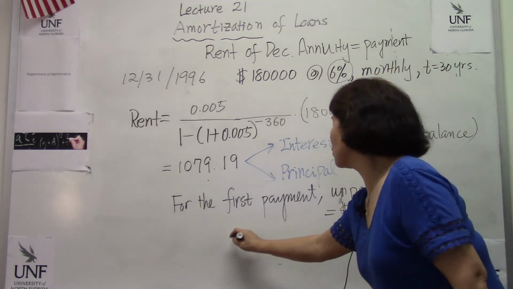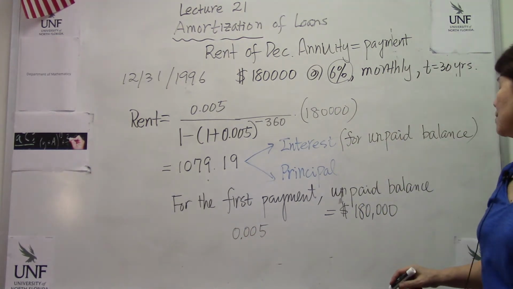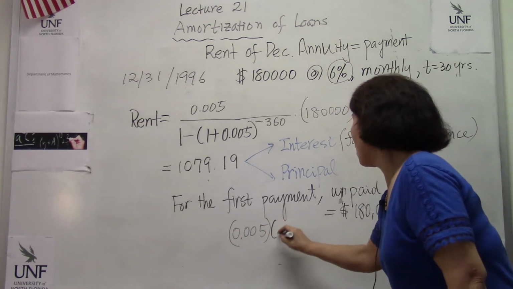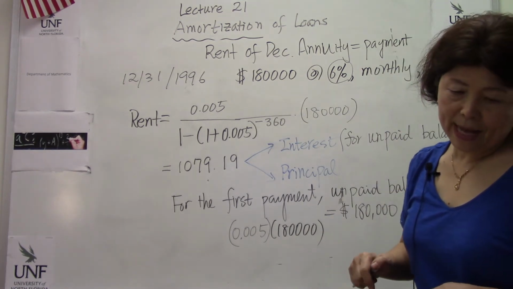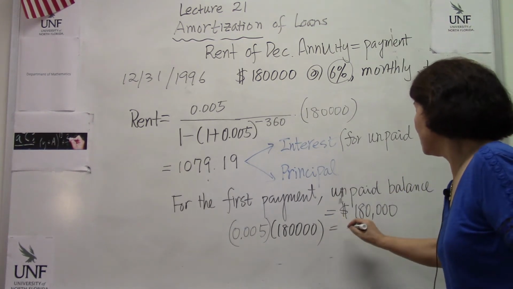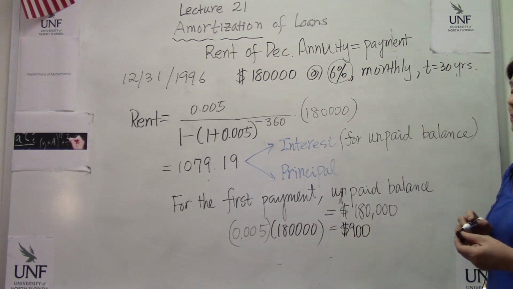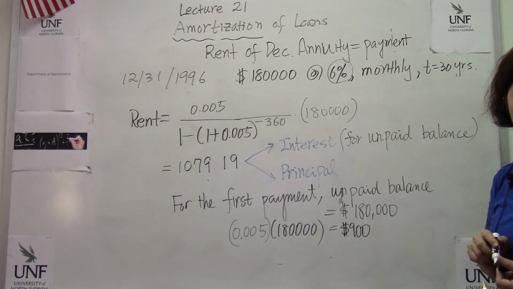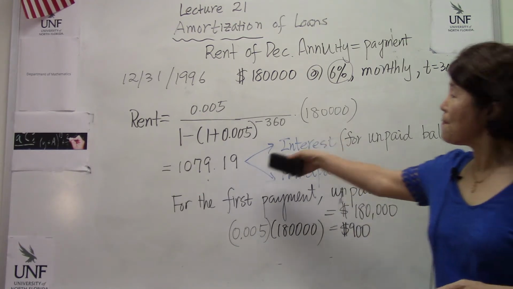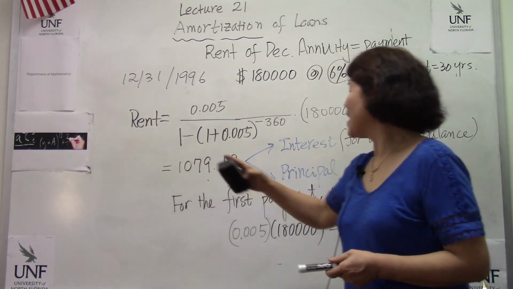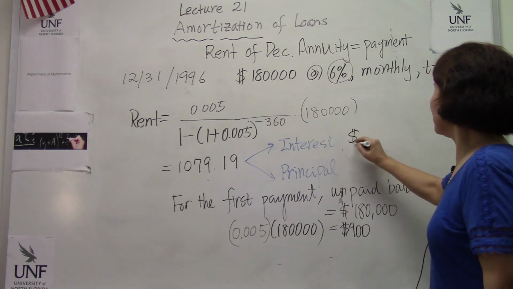So, what's going to happen? Well, that means you are going to pay 0.5% of interest. So 0.5% times the unpaid balance, 180,000. So compute that. How much is it? That is $900. Are you surprised or not? I was surprised to see this. Look at that. You pay $1,079.19, and this interest part is $900.